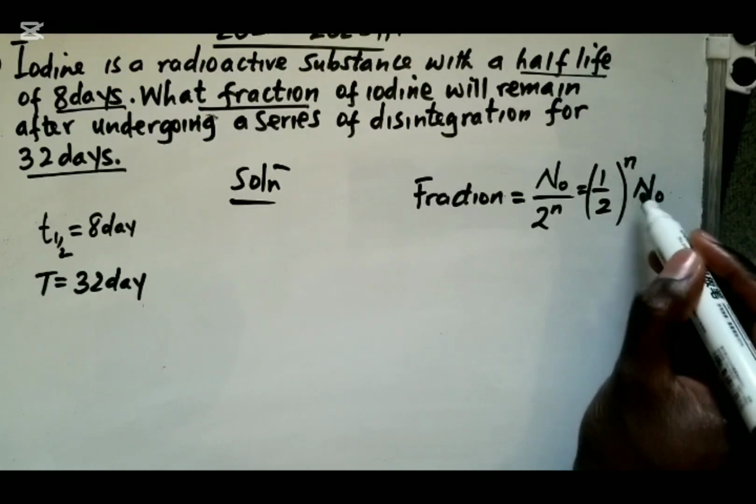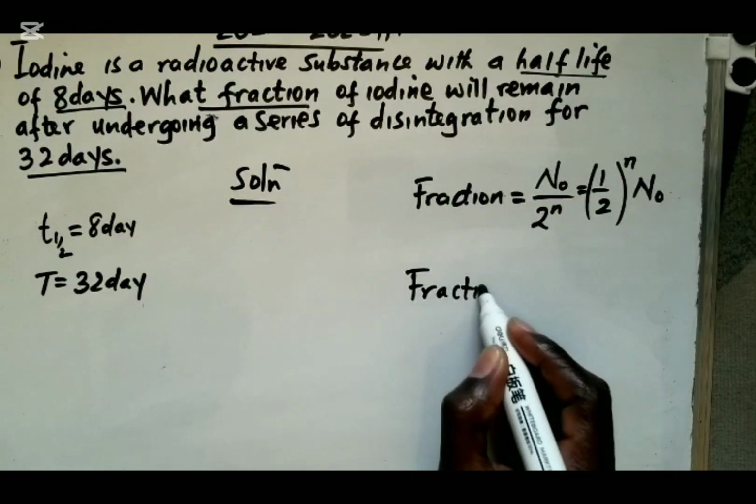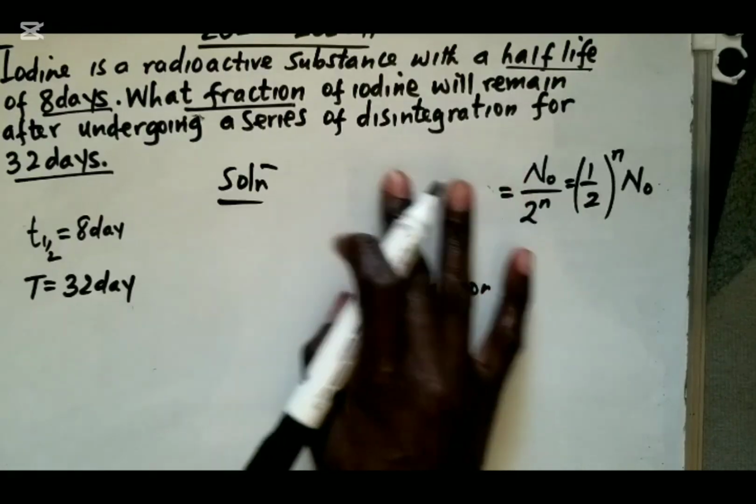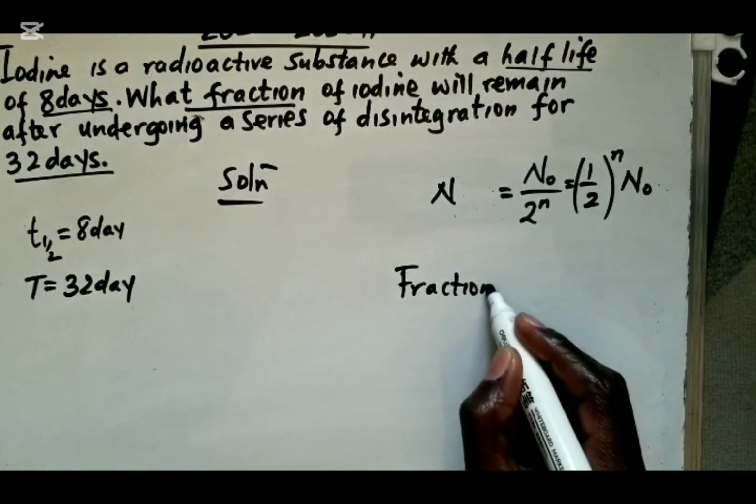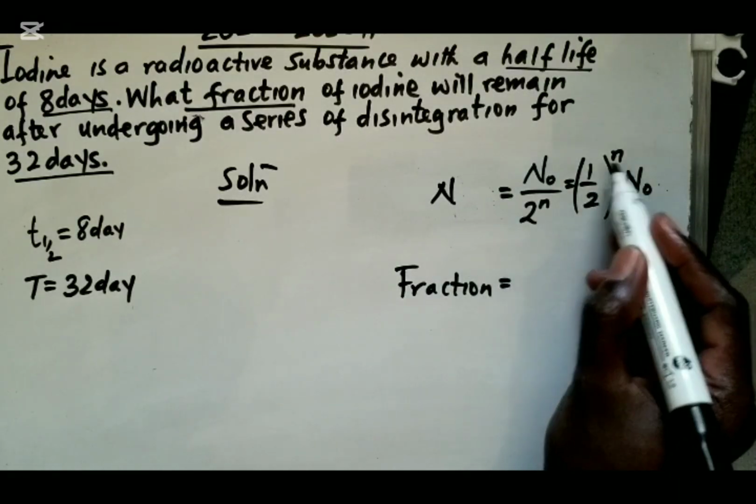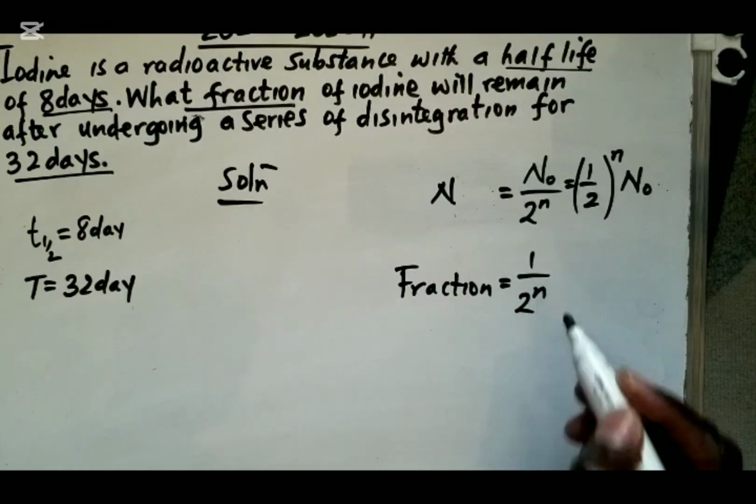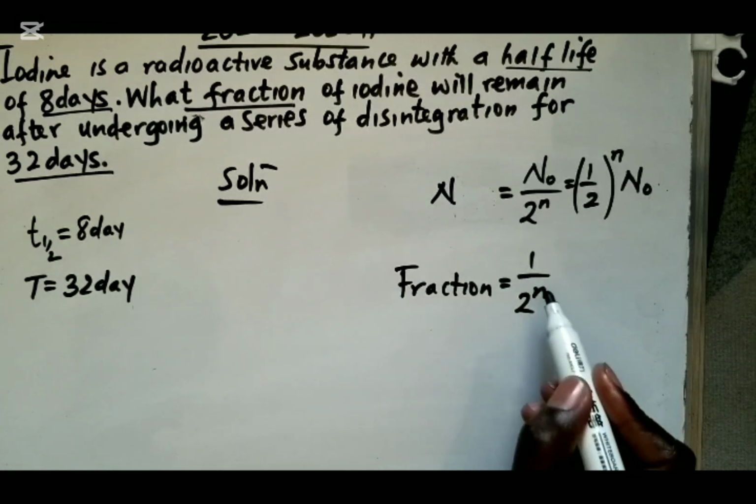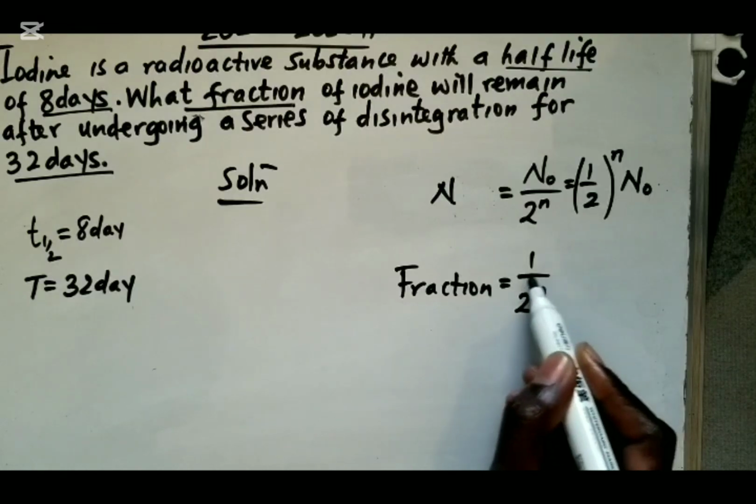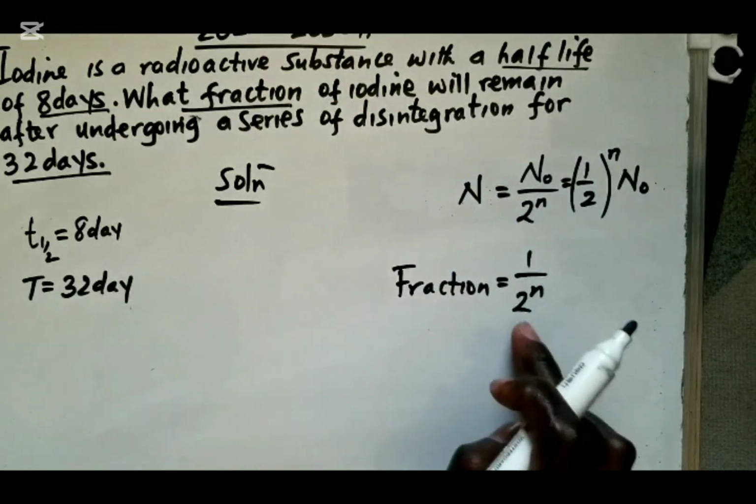Now if they have not given you the initial, then the fraction that is just going to remain, we can just call this N, what is going to remain. But if they just want the fraction, it simply means you can just have it as 1/2 raised to the power n. So that will give you the fraction of what is going to remain. So we just need to find the number of half-lives. That's what we need.